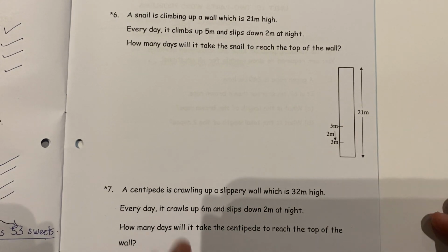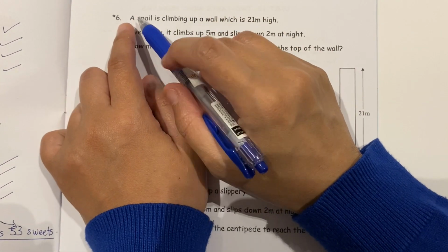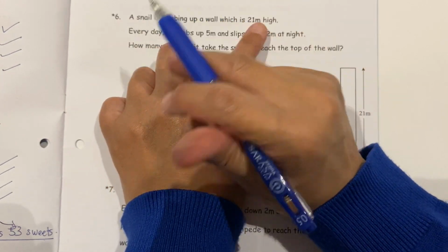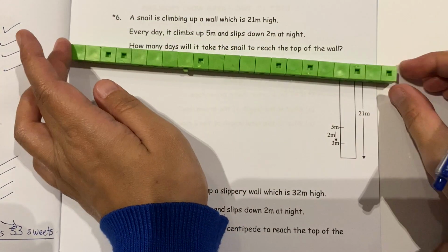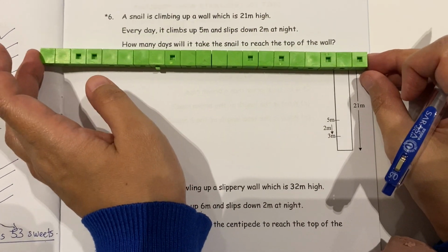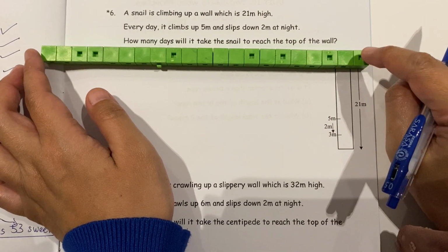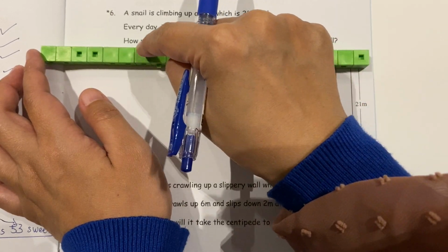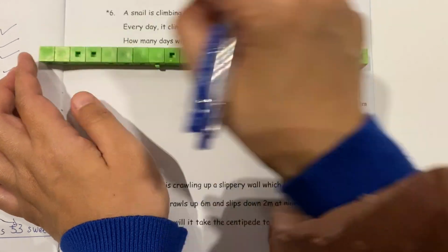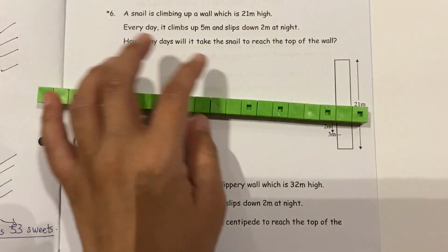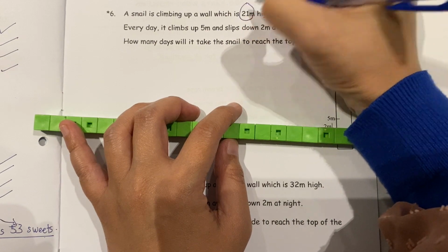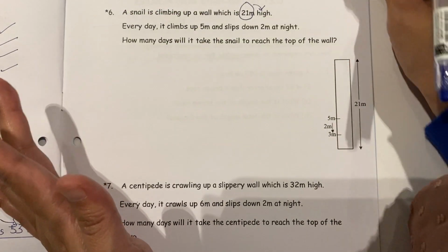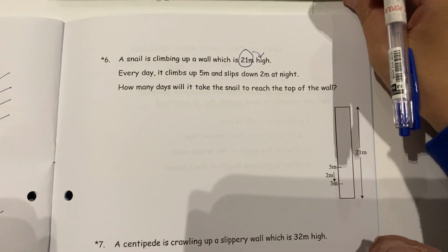So here, a few things you have to note. This snail climbed up a wall, and the wall is 21 meters high. So imagine I have this. I actually put in 21 cubes for you. 1, 2, 3, up to 20, 21. So there are 21 cubes here to represent your 21 meter high wall.